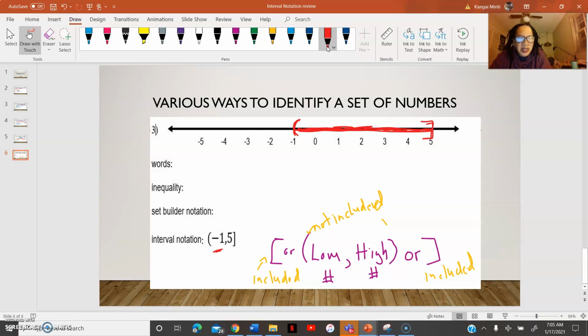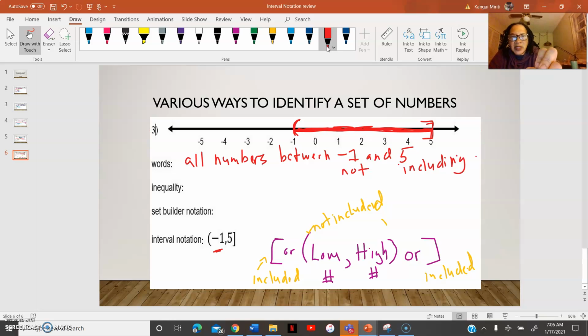So interval notation identifies a set by telling you who's the low, who's the high, and then you include everybody in between. So now that we've got this picture, let's say this in words. This is all the numbers between who and who? Numbers between -1 and 5, right? And what about not including -1, but including 5?